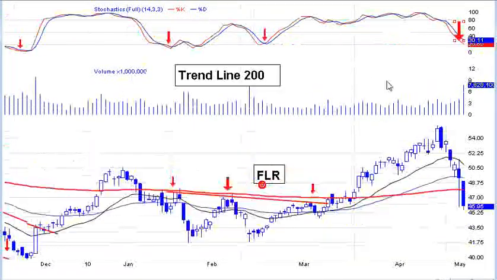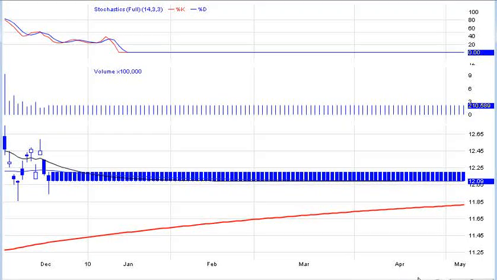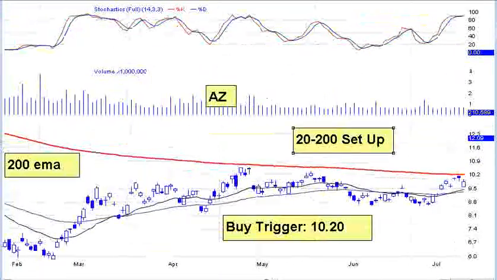Let me see. That doesn't look like that stock. Let me see. Oh, here it is.